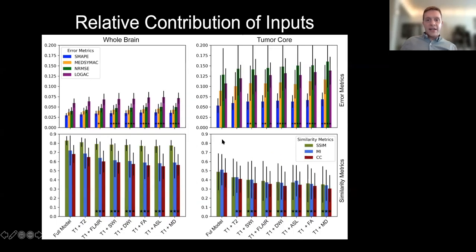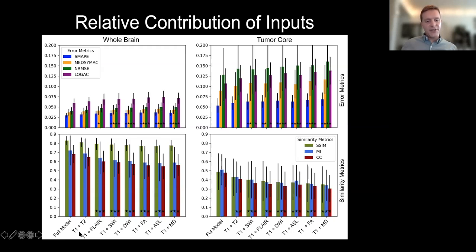We also wanted to look at the relative contribution of the inputs. So which were the sequences that were most important for creating a good post-contrast result. And this is actually something that Jeff Rudy, one of the co-authors, pointed out to me. We already know that the T1 pre-contrast is going to be the most important. So the way we did this was we took the T1 pre-contrast and just added one other sequence, trained the model on those, and looked at how the performance was.